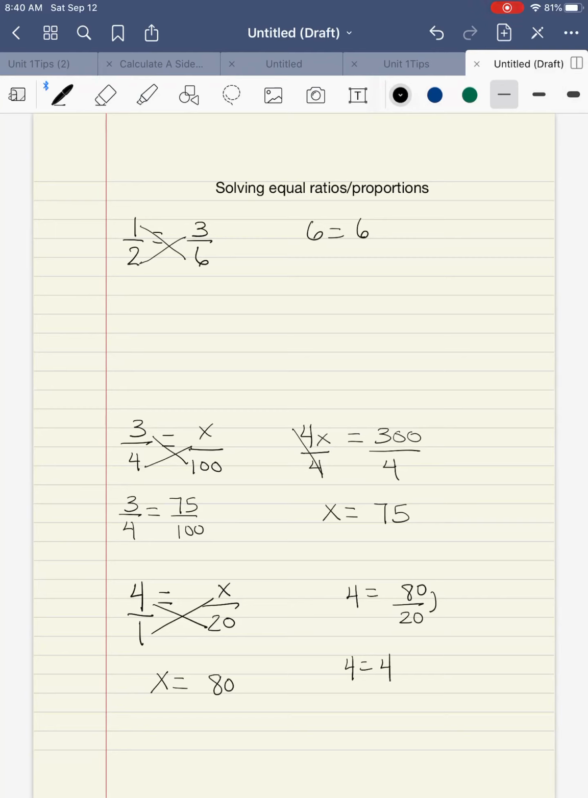And 4 equals 80 over 20, and that indeed is correct, because if I go 80 divided by 20, I also get 4. So again, when you're solving equal ratio proportions, which comes up quite commonly when you're using the trig ratios, you want to use this method because they're equal fractions, and you can end up solving for your unknown variable.